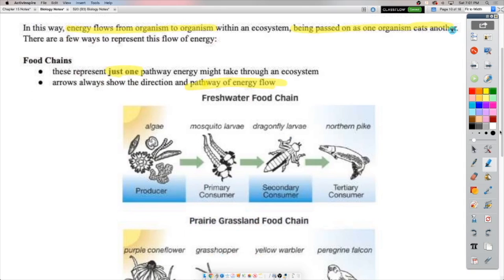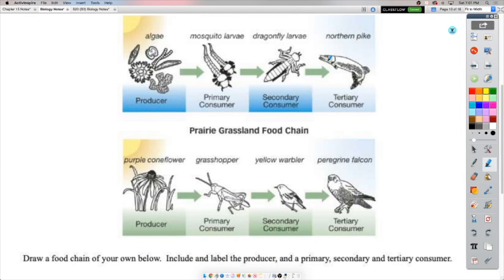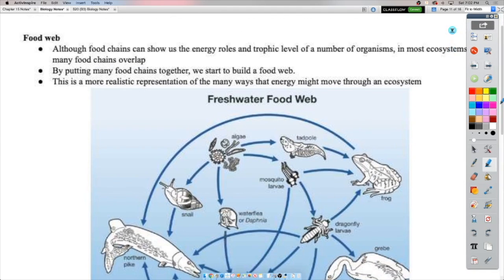All right. Now you could probably guess from this that, okay, sure, this could happen, but something besides a mosquito larvae probably eats the algae too, and something besides a dragonfly larvae probably eats the mosquito larvae, right? And there's tons of fish probably, so it's not like this is the only energy flow that happens, right? And you'd be right to think that. So although food chains can show us pathways and trophic levels of some organisms, obviously in most ecosystems, many food chains are happening and they overlap, and organisms can have different roles within them.